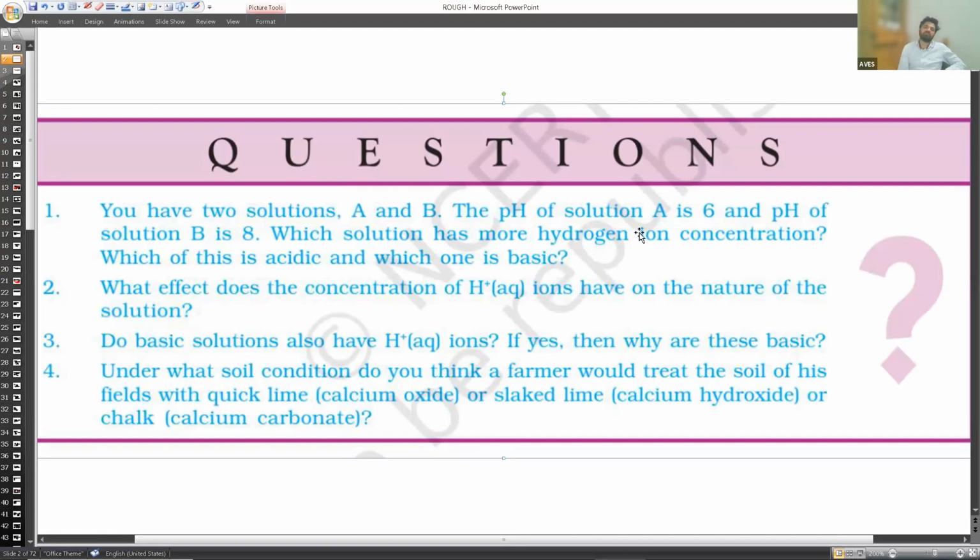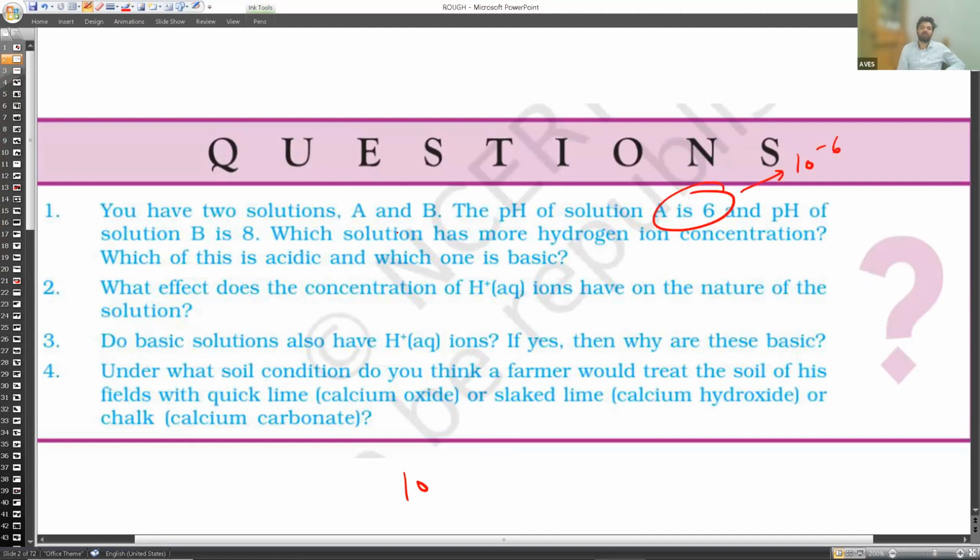If the pH is 6, then the concentration will be 10 to the power minus 6. And if the pH is 8, then it is 10 to the power minus 8. So which is the greater number? 10 to the power minus 6 is greater, because it is 0.000001, which is 10 to the power minus 6, and 0.00000001 is 10 to the power minus 8. So this number is bigger, okay?